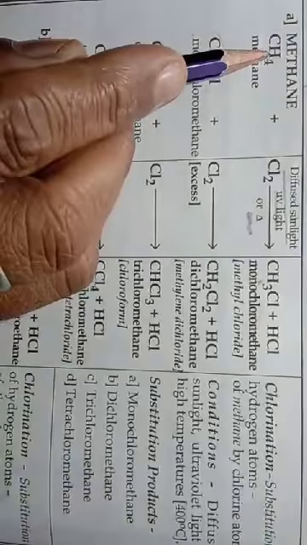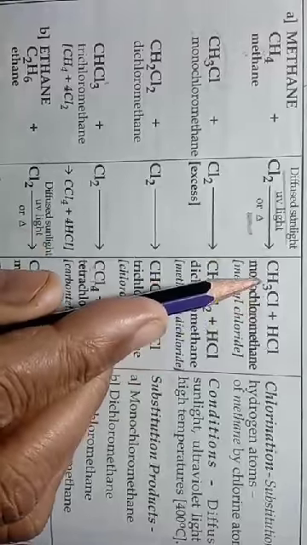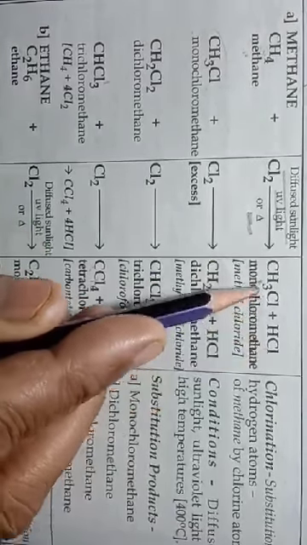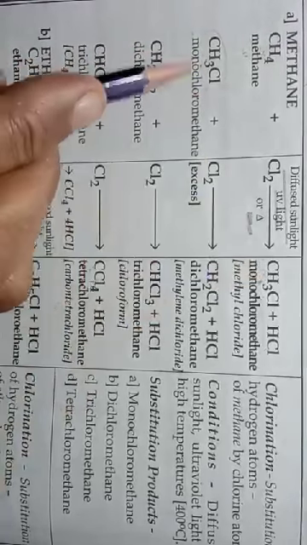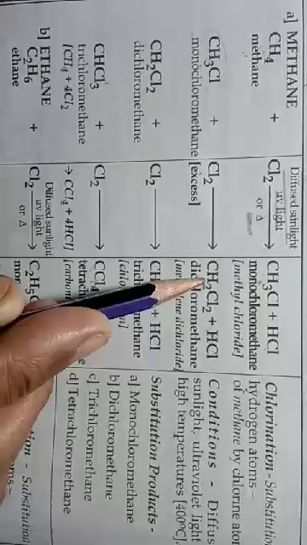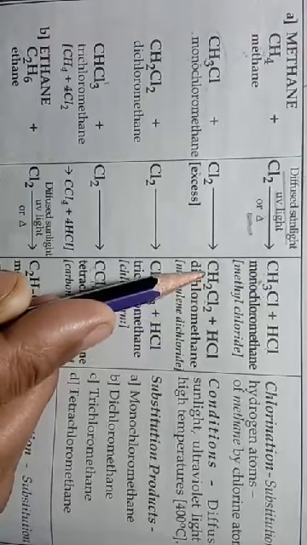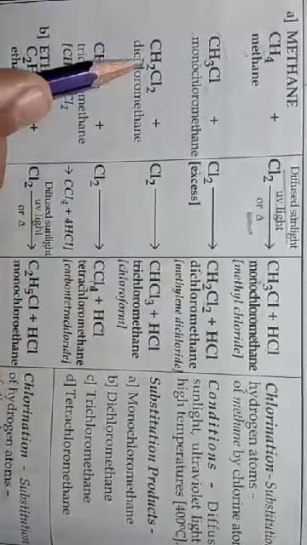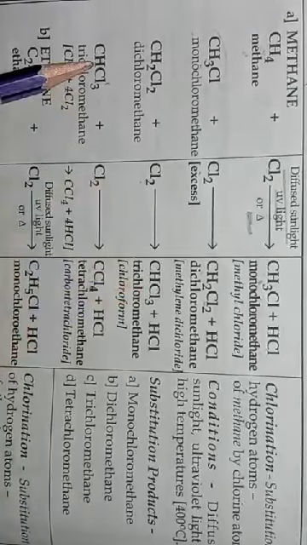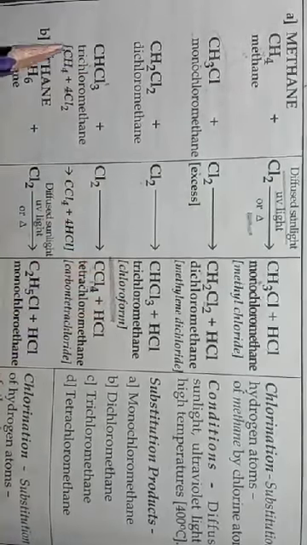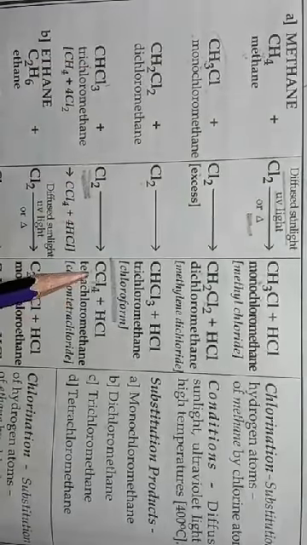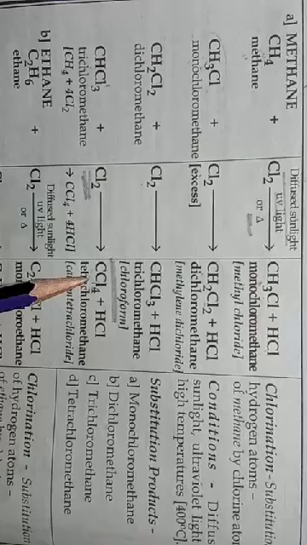Methane with chlorine in the first step forms methyl chloride plus HCl. In the second step, this methyl chloride reacts with another molecule of chlorine forming dichloromethane, and this again reacts with chlorine forming trichloromethane, which is also known as chloroform. This reacts further with chlorine, forming tetrachloromethane or carbon tetrachloride.